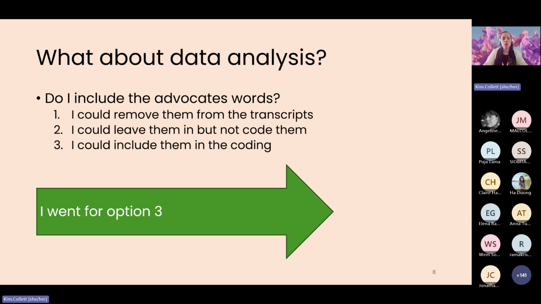So I thought I had three options really. I could remove the advocates from the transcripts and just focus on the participants' voices. I could leave them in but not code them, or I could include them and code them. Now for the first one, I thought if I get rid of all the advocate voices, it does remove that lens potentially from the transcripts, but it also means that I miss out on all the insight and all the context that the advocate added for us.